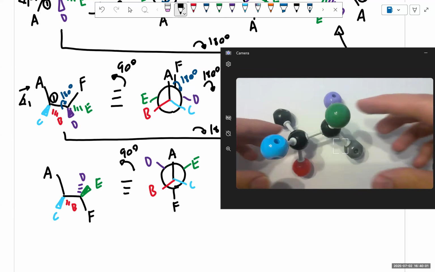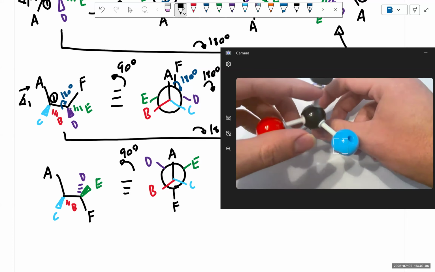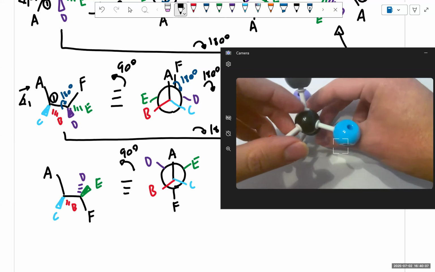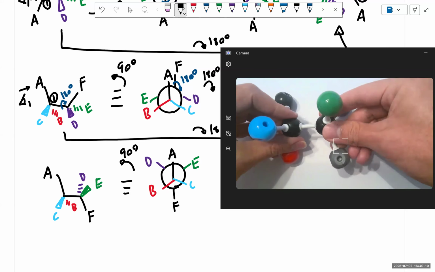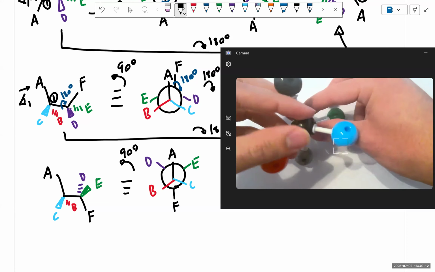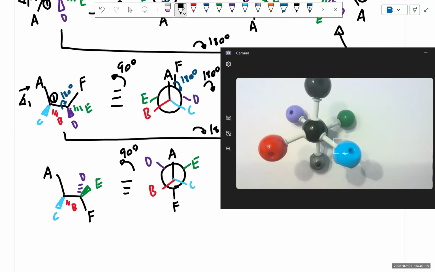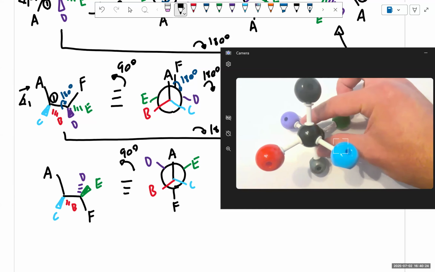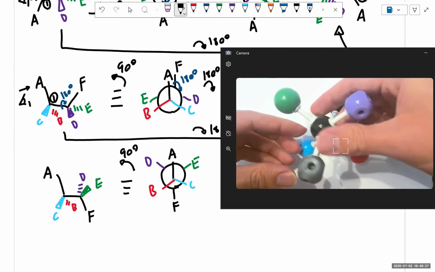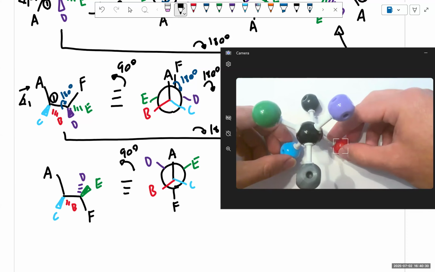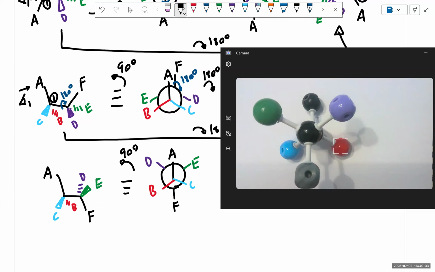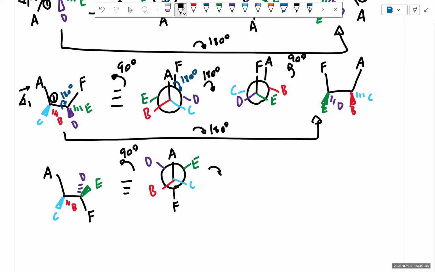Let's go back to the Newman projection now. So we can draw one Newman projection looking down carbon 1. We can just as easily take this Newman projection and look down carbon 2, which is in the back. So let's rotate and let's see what we can see. In this case, rotating our Newman projection 180 degrees, we're now looking down carbon 2.